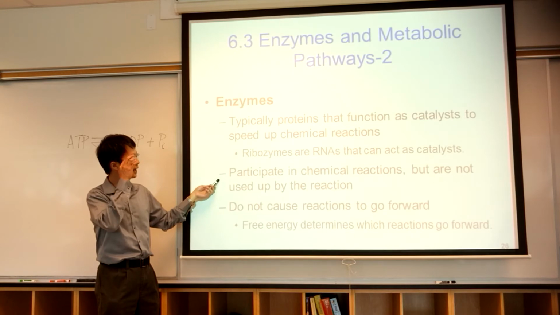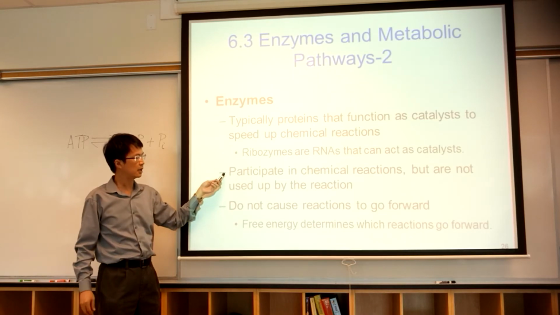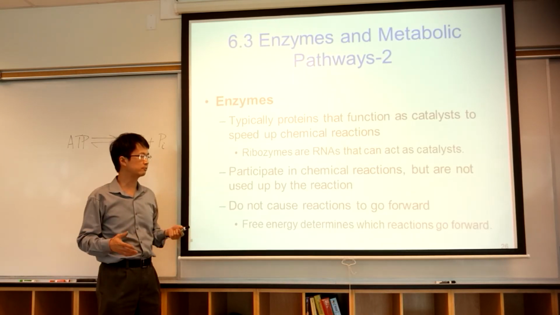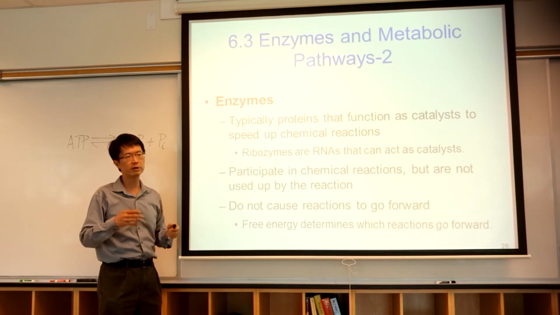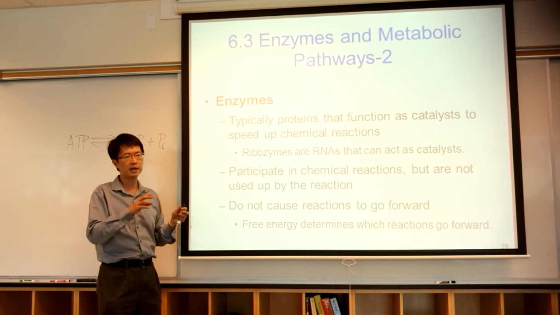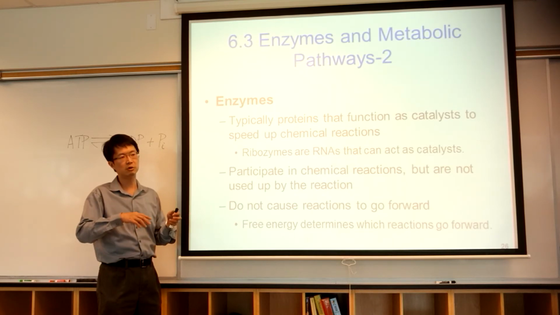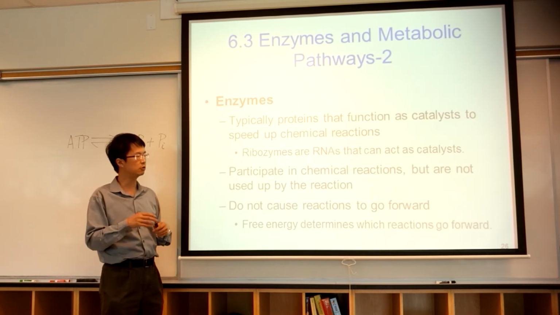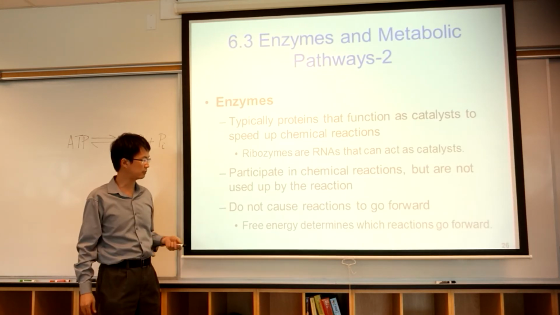Another point is that an enzyme participates in a chemical reaction, but it is not used up. That means we can reuse the enzyme again and again to speed up the same reaction. The enzyme can take up different reactants. So after you convert A and B into C and D, the enzyme can bind to another A and B to produce C and D, and then it can be used repeatedly because it is not used up by the reaction.